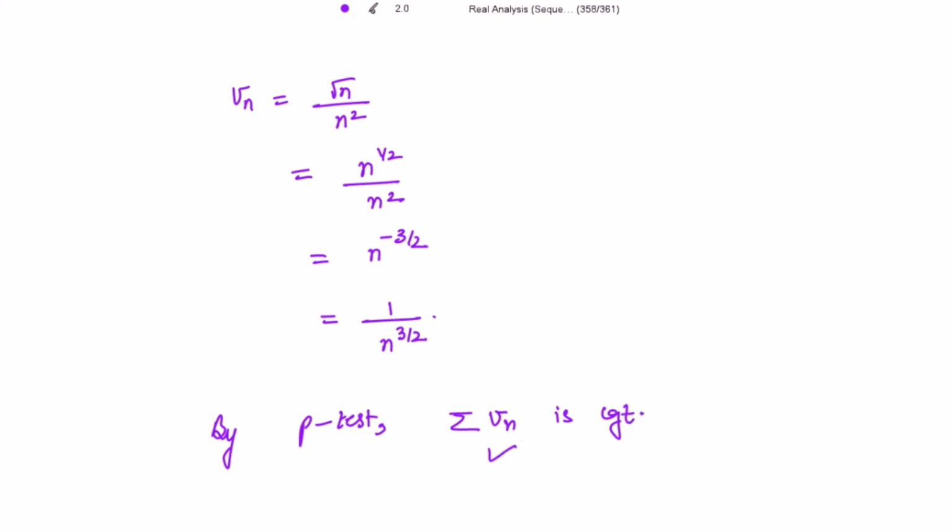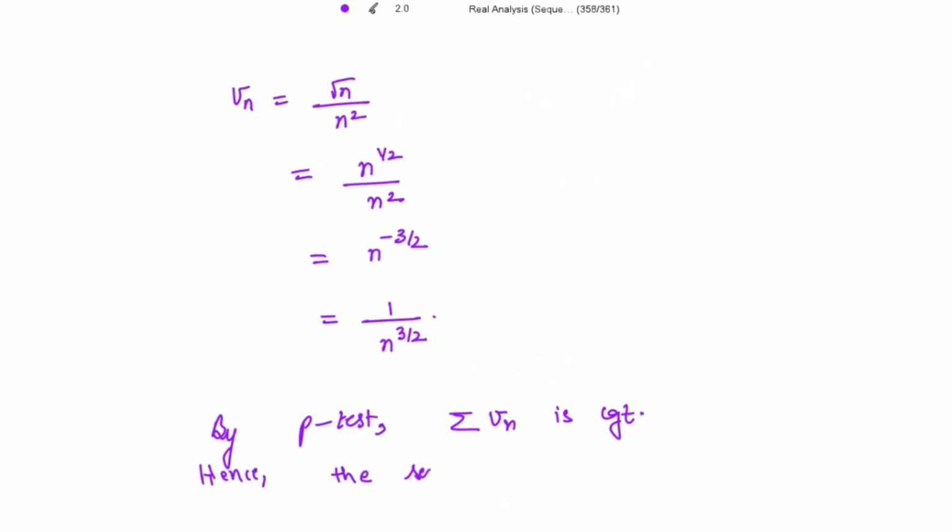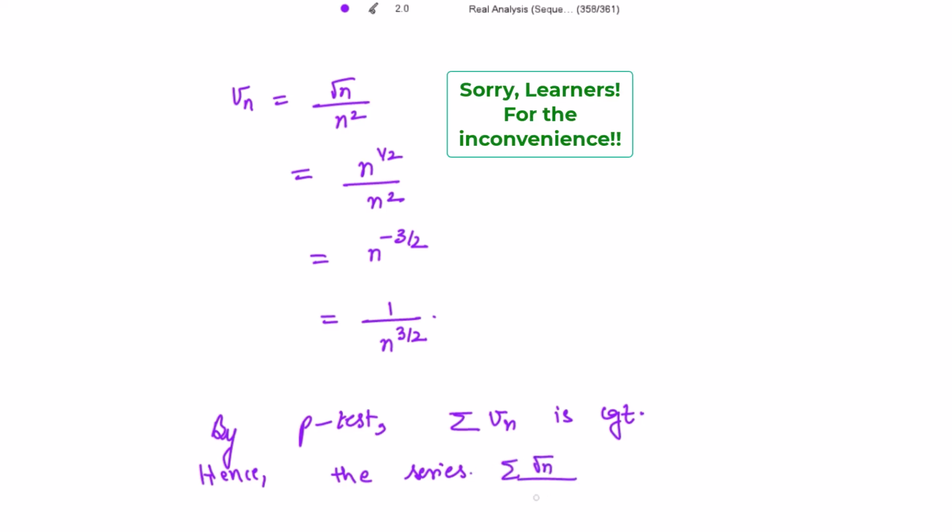And because Vn is convergent, we say that Un is also convergent by comparison test. Because for the comparison test, both will converge or diverge together. So if Vn is converging, that means Un is also converging. So by comparison test, this given nth term is convergent. So hence the series summation square root n divided by n square plus 1 is convergent.